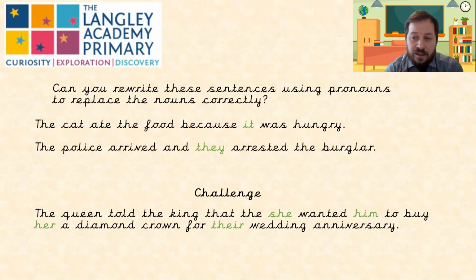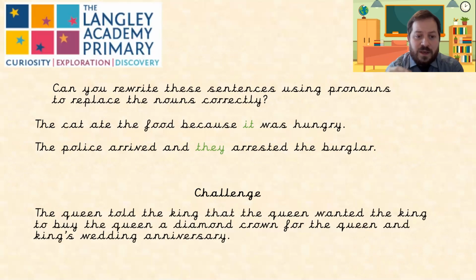And there, because we've talked about the two people in the sentence, the King and Queen, there then is a plural collective noun, which pronoun, which links back to the King and Queen. So the Queen told the King that she wanted him to buy her a diamond crown for their wedding anniversary. First off, it reads so much easier.